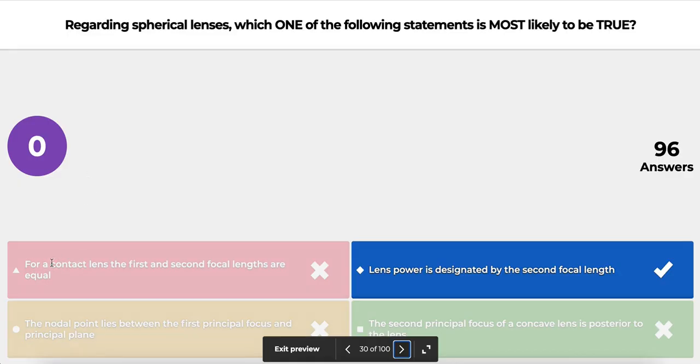Exactly. So for a contact lens, the first and second focal lengths depend on the refractive media in front of and behind the lens, and in the case of a contact lens, they are different. The lens power is designated by the second focal length, as we just mentioned. This is how we determine the lens power. The nodal point lies between the first principal focus and the principal plane? No, this is not correct. The nodal point lies at the intersection between the principal plane and the principal axis. The second principal focus of a concave lens is posterior to the lens? No, it is anterior to the lens.